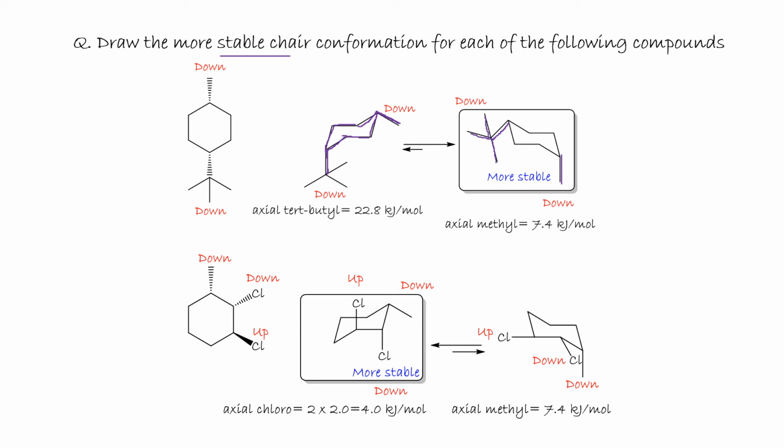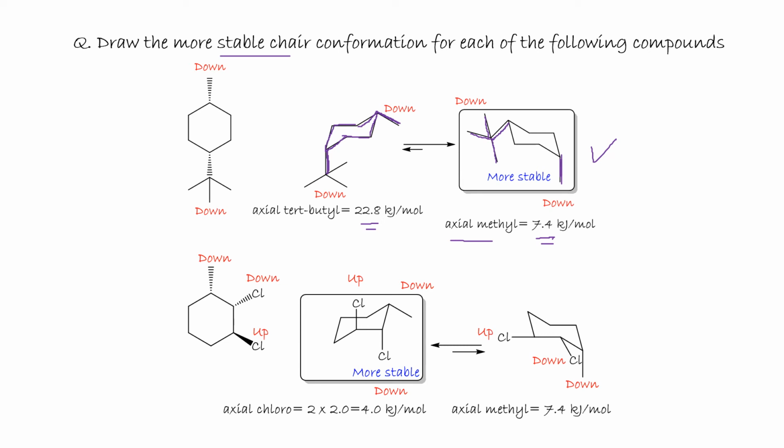The repulsion here is the methyl is axial, so it is axial methyl, 7.4. Here is the axial tertiary butyl, that's 22.8. So this one is less stable, and the more stable will be the tertiary butyl group in the equatorial position.